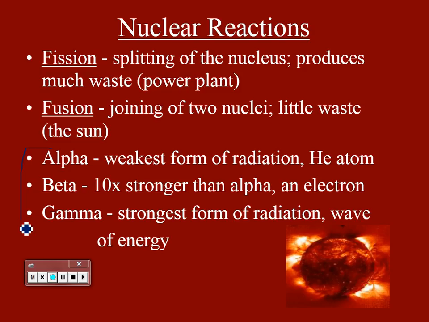These are your types of radiation. An alpha particle is actually a helium atom. It is the weakest form. Remember, it can be stopped by paper, causes the skin to turn red.